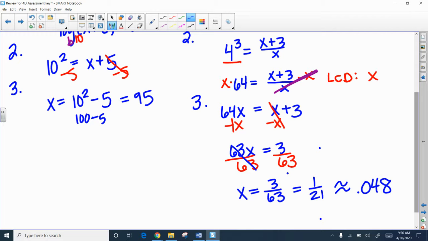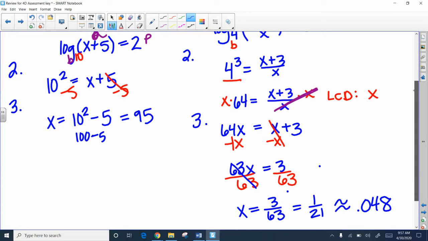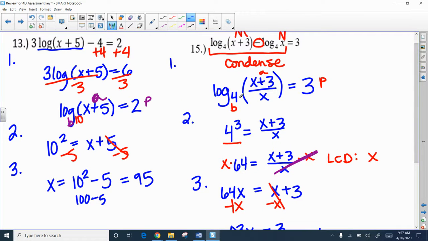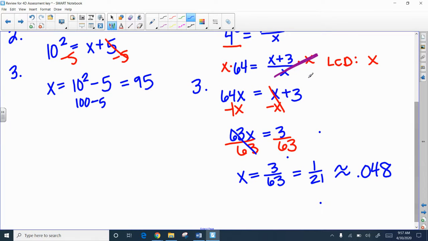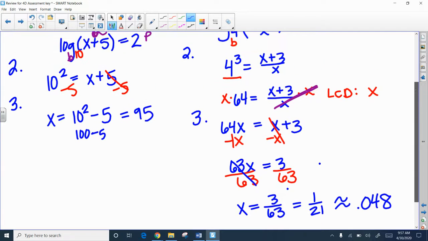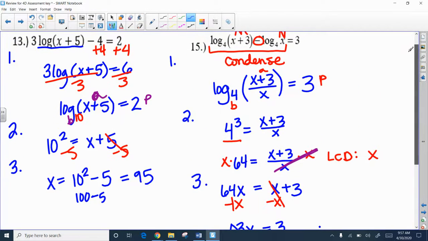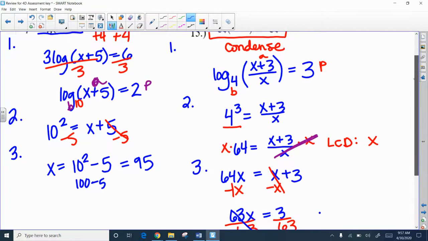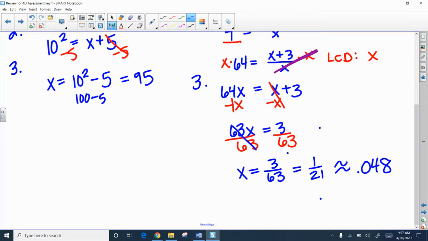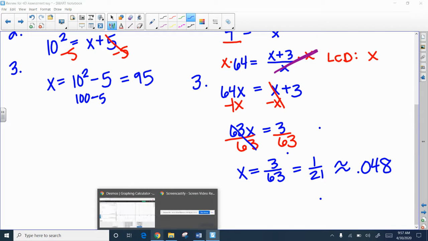All right, so that one, the process was a little different because instead of just isolating, we had to actually condense so that we only have one logarithm. And then once we changed forms, we had a fraction that we had to get rid of by multiplying by the LCD. All right, so now you've seen one of each type of problems, and hopefully you can go and retry the other problems if you didn't get those ones correct. And then try the Google form problems, and you should be all set for your assessment.